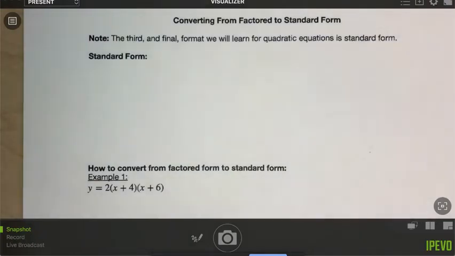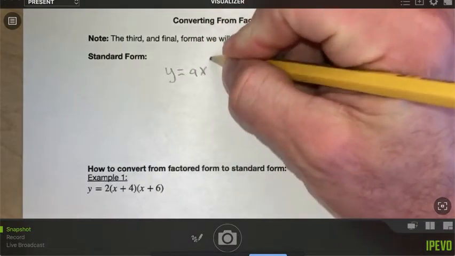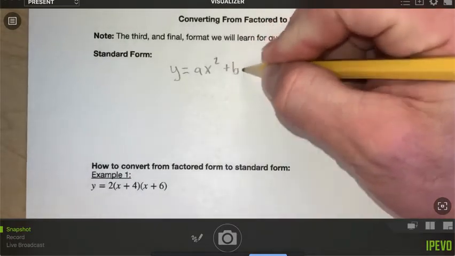Hey, good afternoon. So basically, we're going to talk about a third form of quadratic. So we've talked about vertex form, which depends on the vertex, factored form, which depends on the x-intercepts, and there's one more, and it's known as standard form. So that form looks like this.